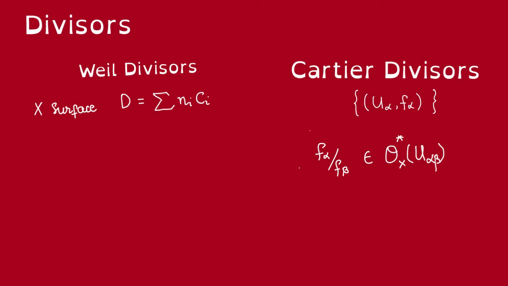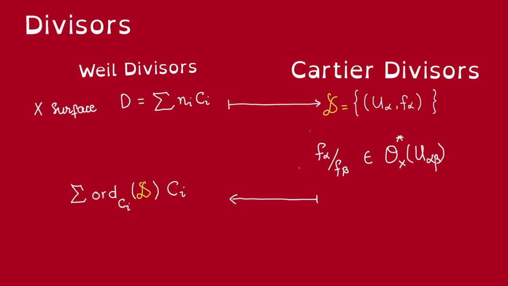The previous discussion showed us how to get a Cartier divisor from a Weil divisor. Now we want to describe how to get a Weil divisor from a Cartier divisor. Let's call this Cartier divisor curly D. We want to associate to it some Weil divisor that looks like this. So we need to define what this order of vanishing means.